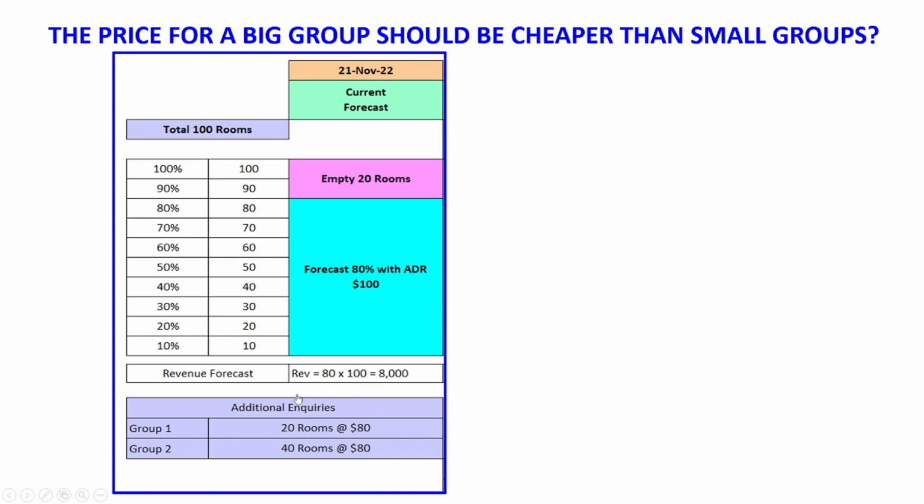There is an additional inquiry. There are two groups. Group 1 with 20 rooms at 80 US dollars. Group 2 with 40 rooms at the same rate of 80 US dollars. So group 2 is bigger than group 1.